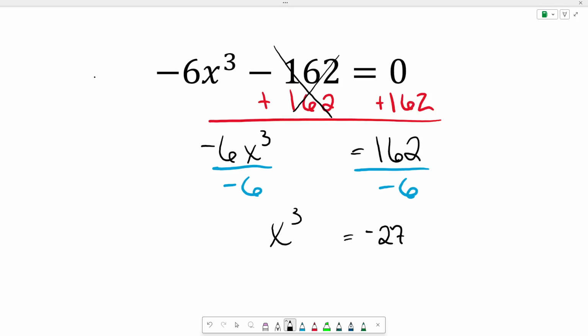Now I have to undo, or do the inverse of, x cubed. The inverse of x cubed is to take the cube root of it. And of course, if I do it to the left side of my equation, I must do the same to the right. So I now know that x is equal to negative 3.